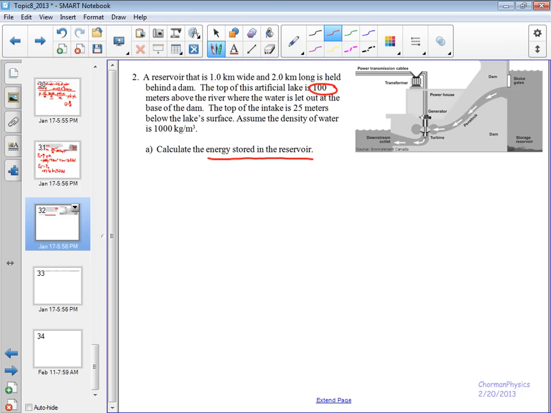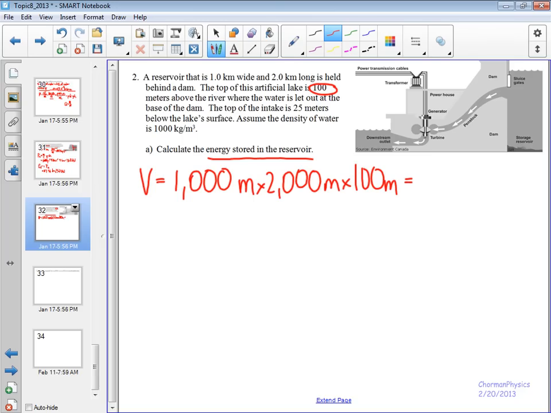Now, since we're wondering what the energy is that's stored in the reservoir, I'm going to use this. Half of this is my height. I'll explain why this is in a second. But first we need to find the volume. The volume, like we said, is these dimensions, 1,000 meters times 2,000 meters times 100 meters. And that is going to give us our 200 million cubic meters of water.